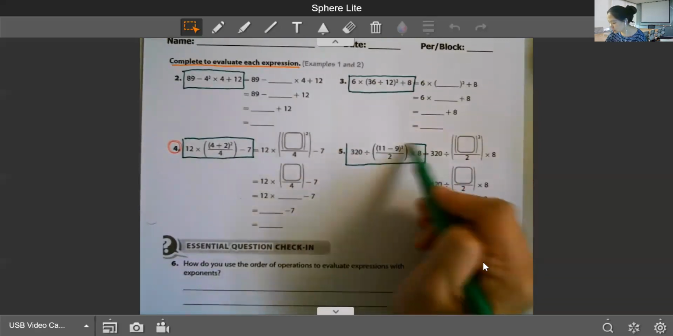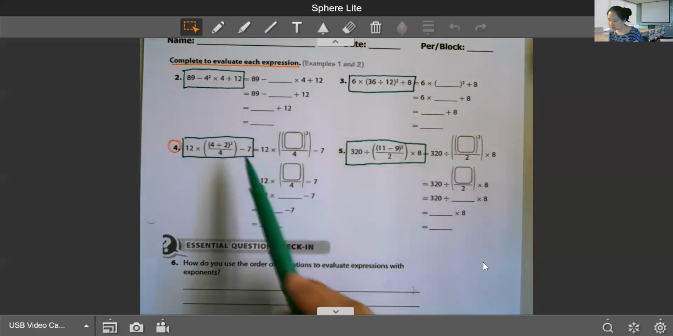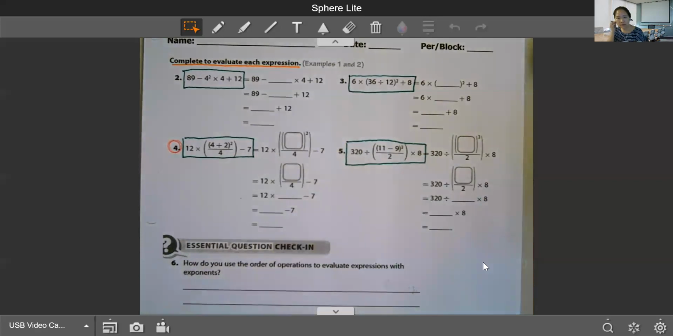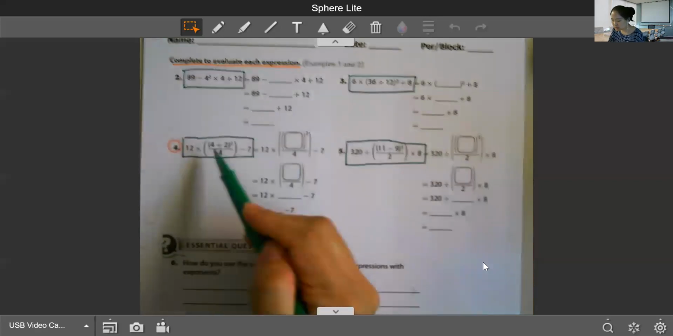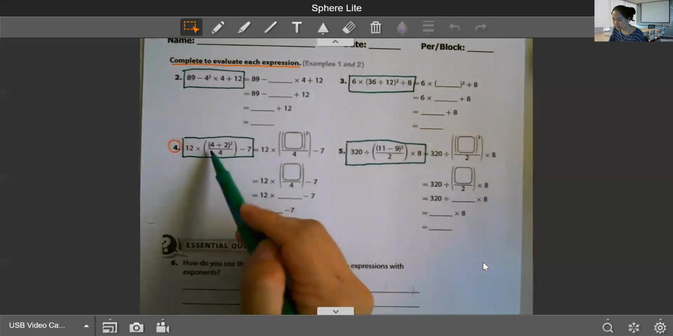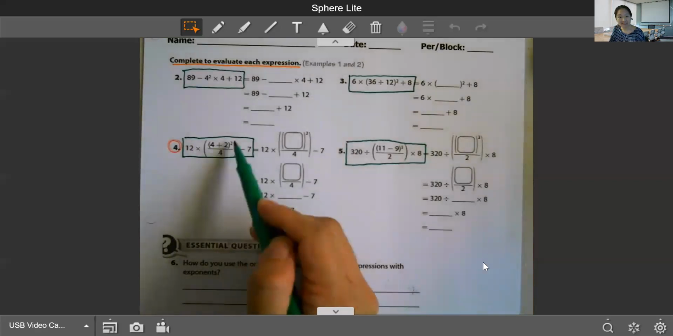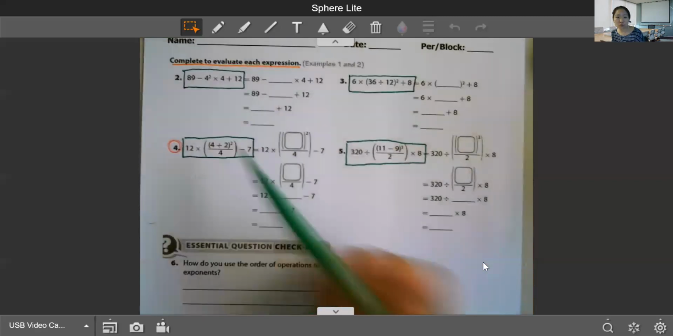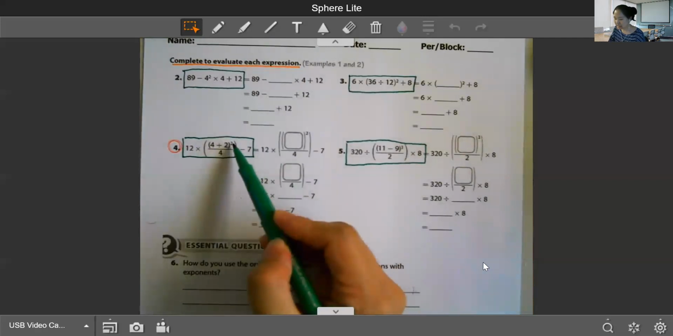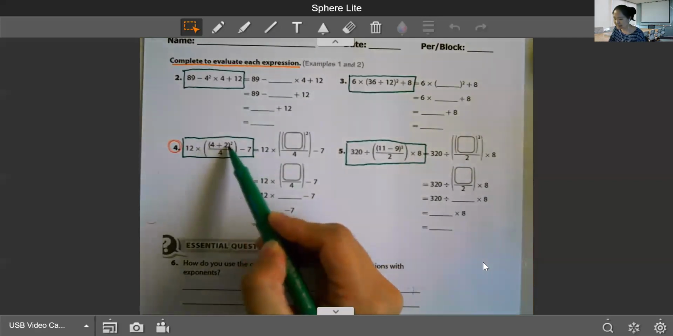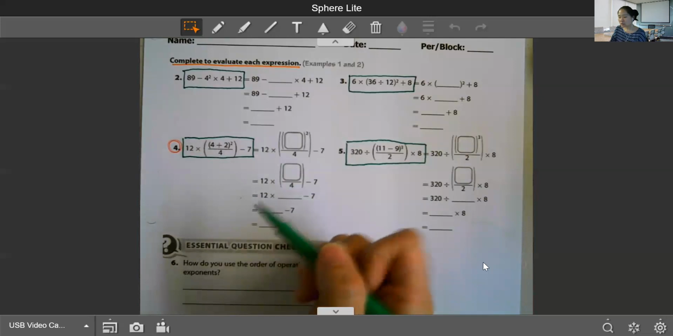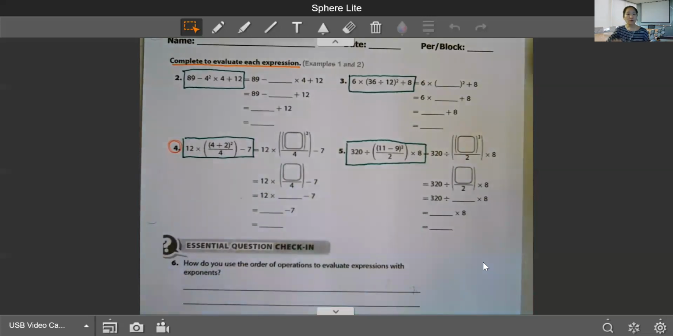Now, the reason I chose to do number 4 is because if you compare numbers 4 and 5, they look very similar. They have not just one set of parentheses, but parentheses inside parentheses, as well as a fraction, and there's an exponent too. The exponent is outside of the inner parentheses, but inside the outer parentheses. This is a pretty challenging problem, so I'm going to demonstrate step by step how you would solve it.